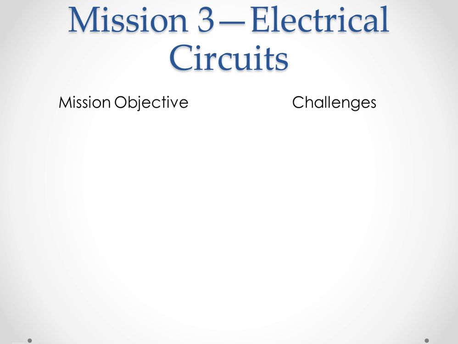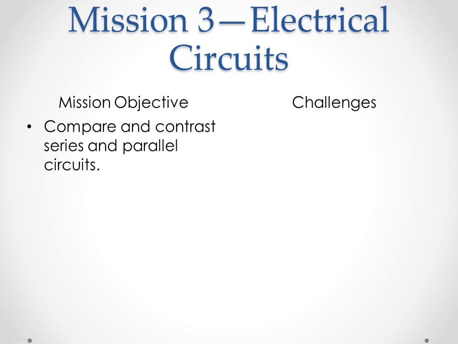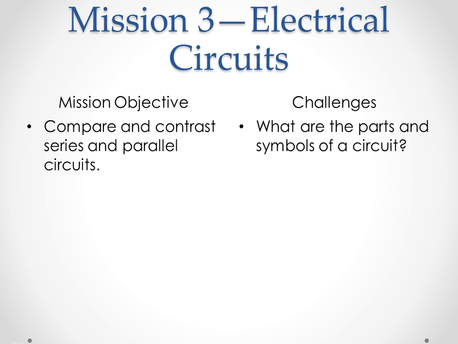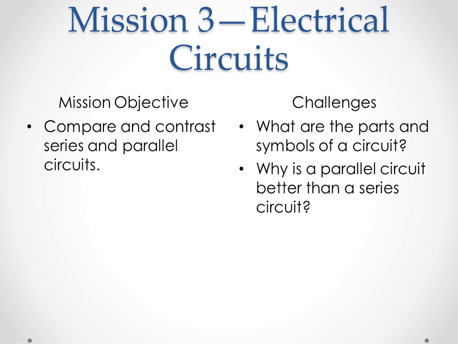Mission 3 is on electrical circuits. We talked last mission about the importance of circuits in causing current electricity to always be moving. Our mission objective is to compare the two basic types of circuits, series and parallel circuits, while answering the questions: what are the parts and symbols of a circuit? And why is a parallel circuit better than a series circuit?